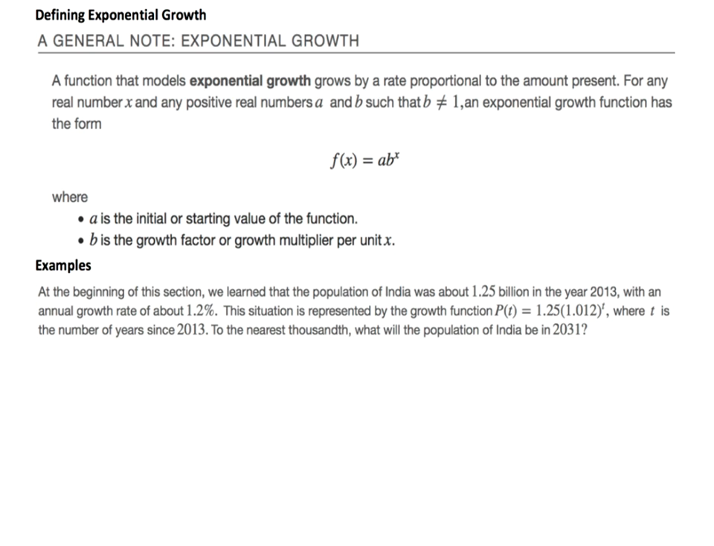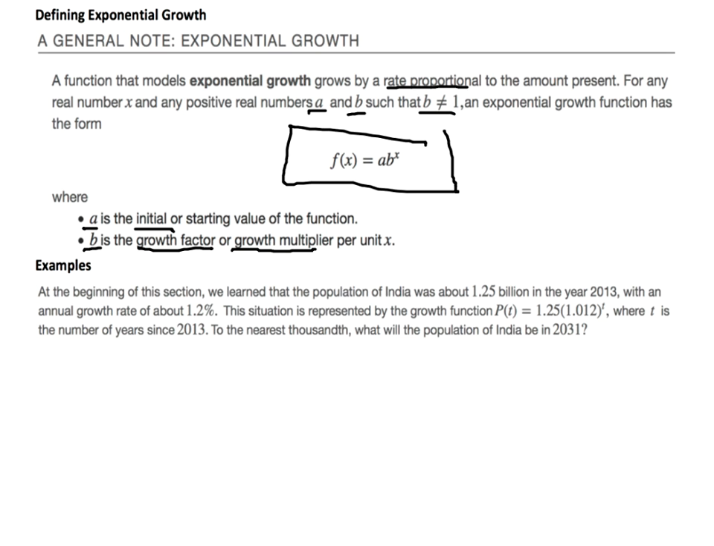Okay, so I just brought this information over here. General note about exponential growth. It grows by a rate proportional to the amount present, for any real number x, positive real numbers a and b, where b is not 1. We always have this form for an exponential function. A is known as the initial or starting value. B is the growth factor or growth multiplier.